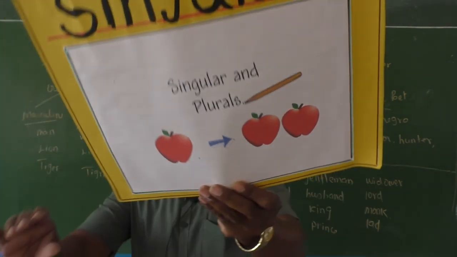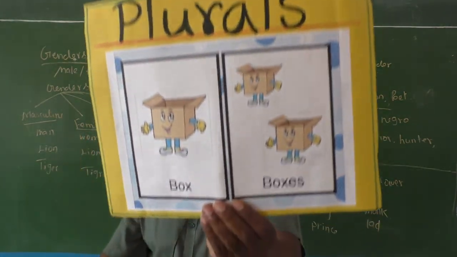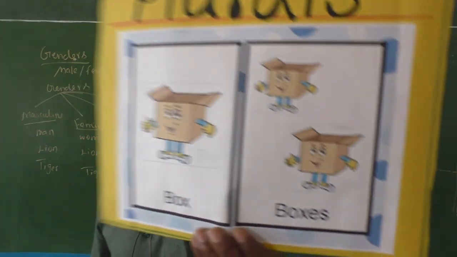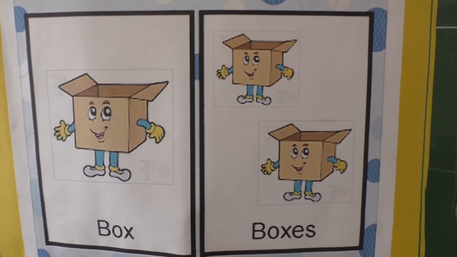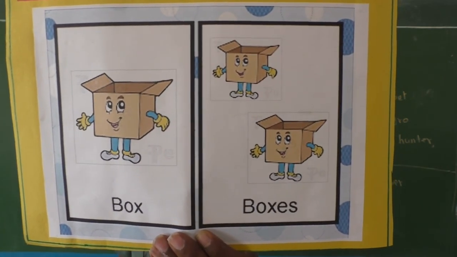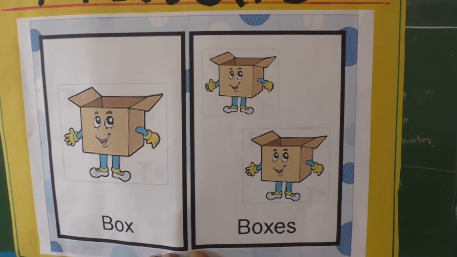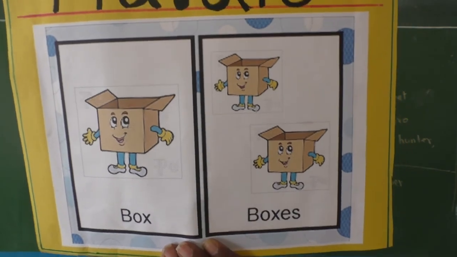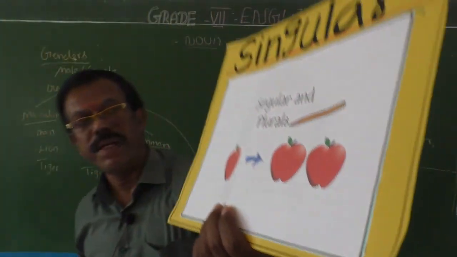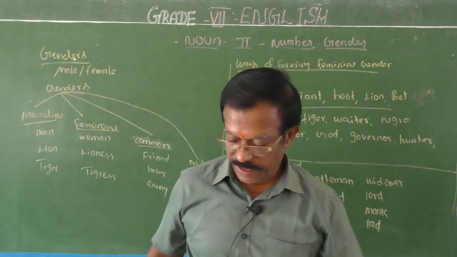Okay. Then, see another example. Here you have one box and two boxes. Box and boxes. So, when a noun ends in X, it gets its plural form by adding ES. Box, boxes, apple and apples. Okay, fine.